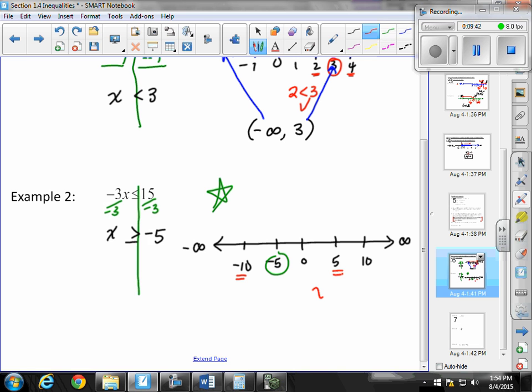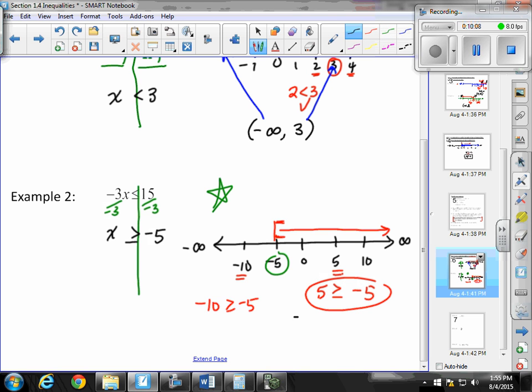And I'm going to say, is 5 greater than or equal to negative 5? Or is negative 10 greater than or equal to negative 5? This one happens to be correct. Means I want to shade to the right. I have an equal to part on my inequality, so I'm going to use a square bracket. And my interval then becomes square bracket -5 to infinity, and always a parenthesis at infinity.